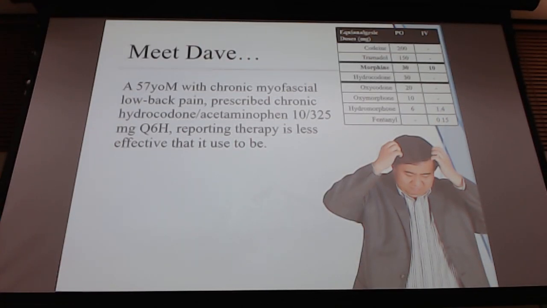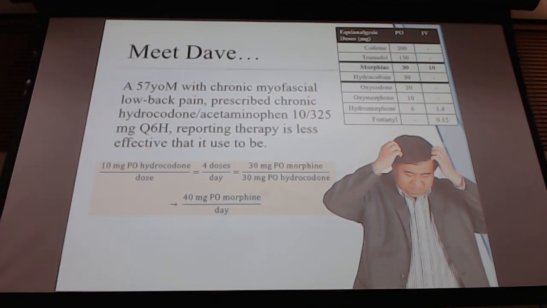All right, so let's put it in action. Back to Dave. So what is his current total daily dose of hydrocodone? 40 milligrams of hydrocodone. What is the equivalence of hydrocodone to morphine? They're equal. So how much morphine equivalence is he on? 40. Okay, that's all that says.